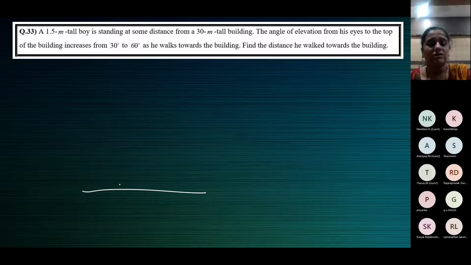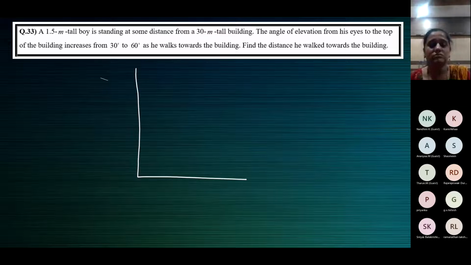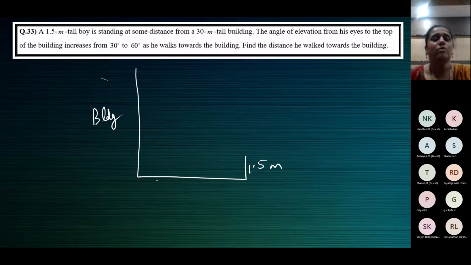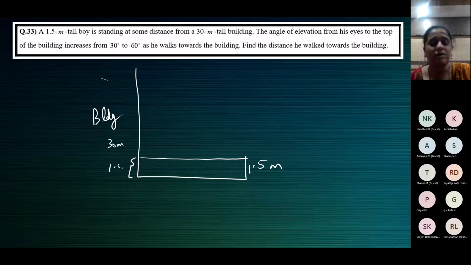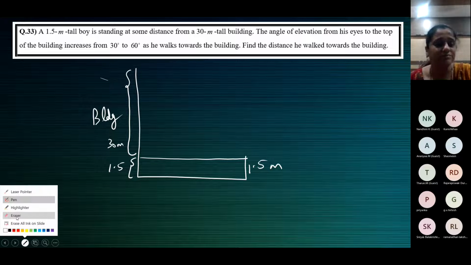Ground level, 1.5 meter tall boy, tall building. So 1.5 meters tall boy. This is the building. A 1.5 meter tall boy is standing at some distance from a 30-meter tall building. This is a 30-meter tall building. Complete the rectangle. So you know that this is also 1.5. But the height of the building is 30. So the remaining part, this one will be 28.5.